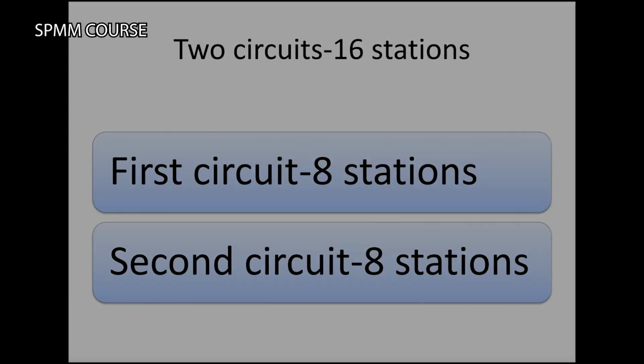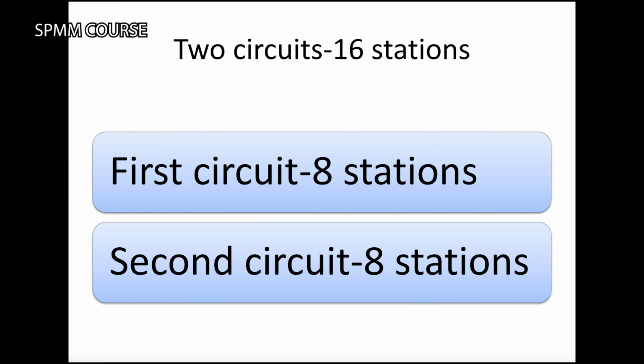The CASC exam comprises 2 circuits with 16 stations for each candidate to perform. In the first circuit, you will have 8 stations to perform. In the second circuit, you will have another 8 stations to perform.